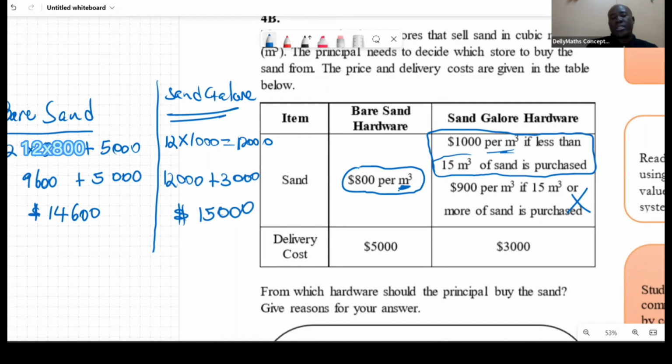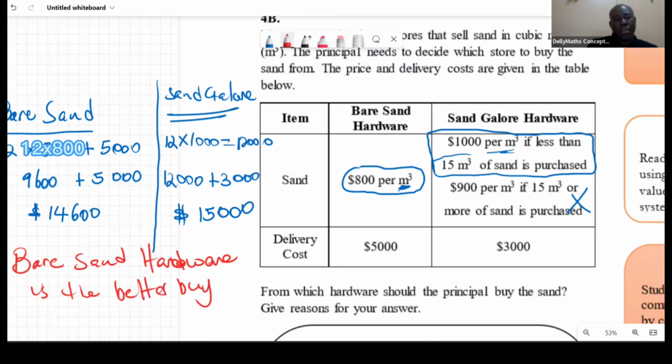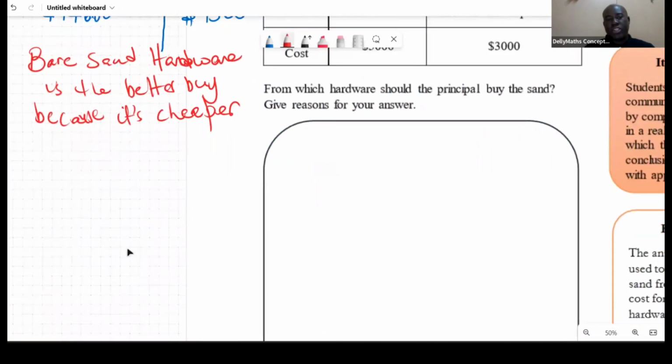So again, if I was in this and want to choose, the better buy is Beer Sand Hardware. I was simply saying that because it is cheaper. The overall arrangement and everything is way cheaper. So Beer Sand would have been the choice right there.